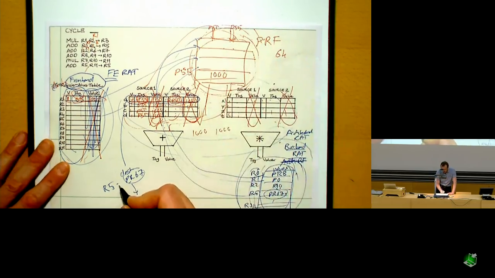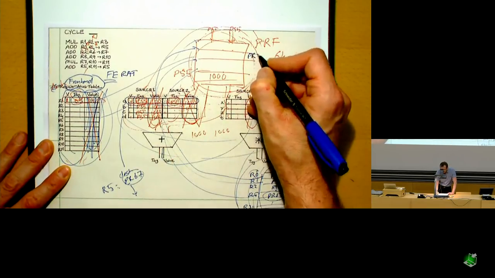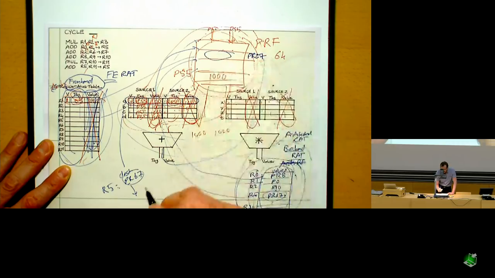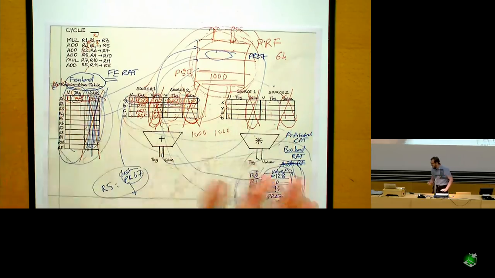When this instruction executes over here, it writes its value to the physical register file, physical register 67. Remember, let's pull back a little bit. Let's simulate this instruction. I'd like to do it in a nicer way so that we can at least go through one simulation.